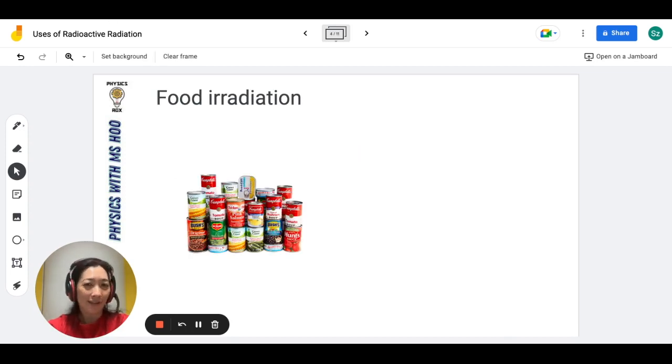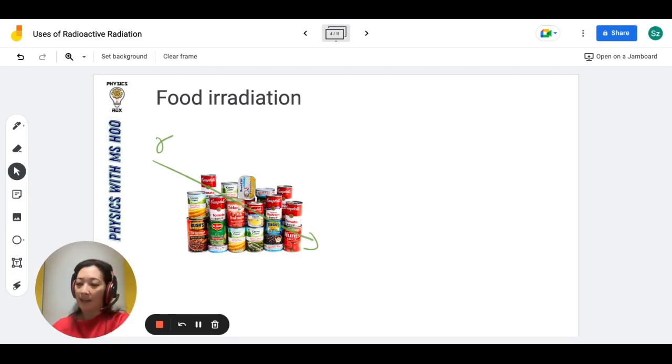Next, food irradiation. This process also uses radioactive radiation. So what happens here is we will shine gamma rays through the food. And why we use gamma is because it can go through the tin, and because of its extremely high energy, it's able to kill microorganisms easily.